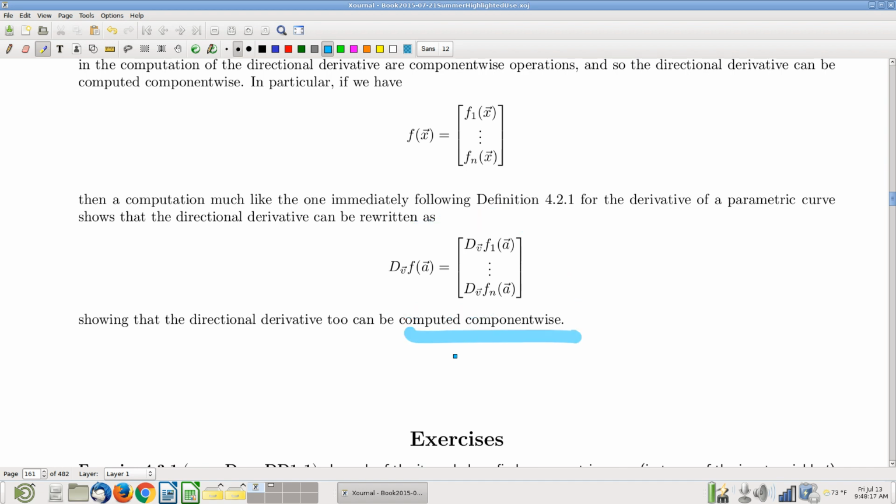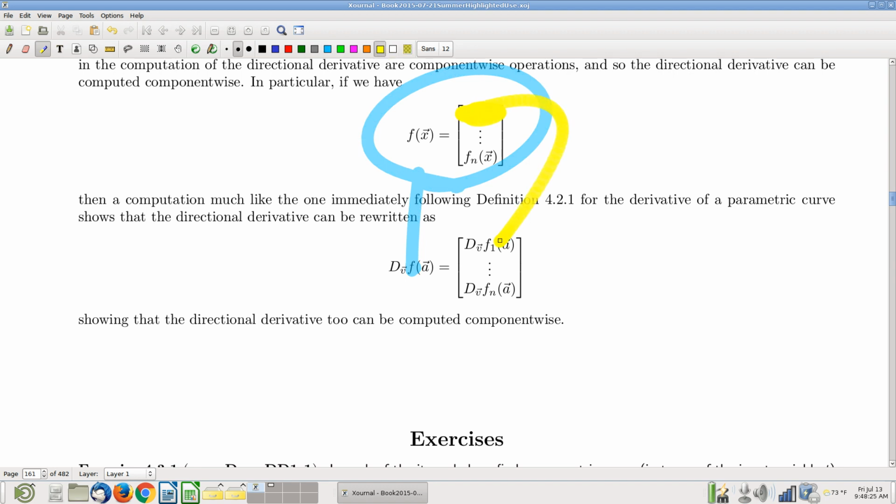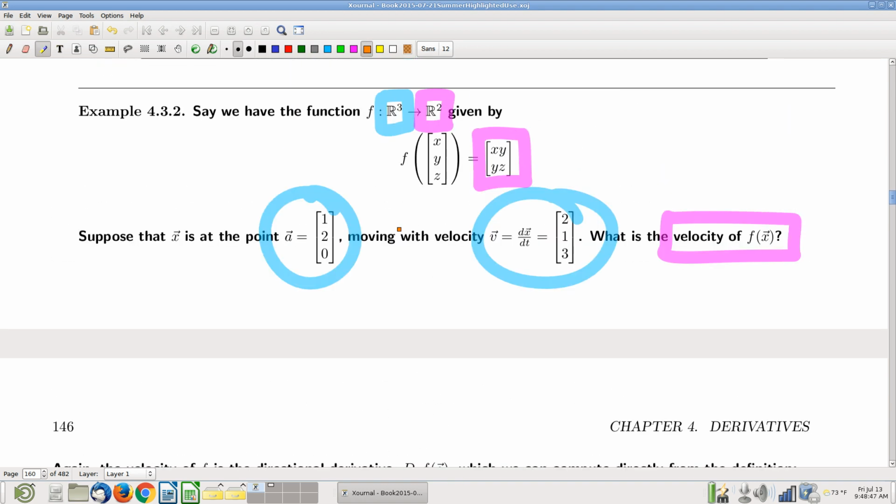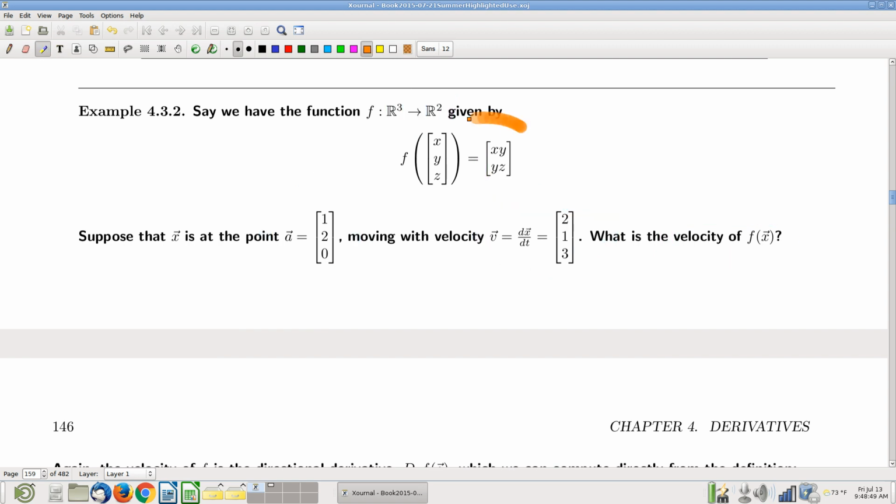In other words, if you're taking a directional derivative of a vector-valued function, you can instead take these components, compute their individual directional derivatives one at a time, and assemble them into a vector. All right, so I'm going to leave an example of this as an exercise for you guys. The example I would encourage you to do is this one that we just did. Take this vector-valued function, and compute the components of the directional derivative one component at a time.